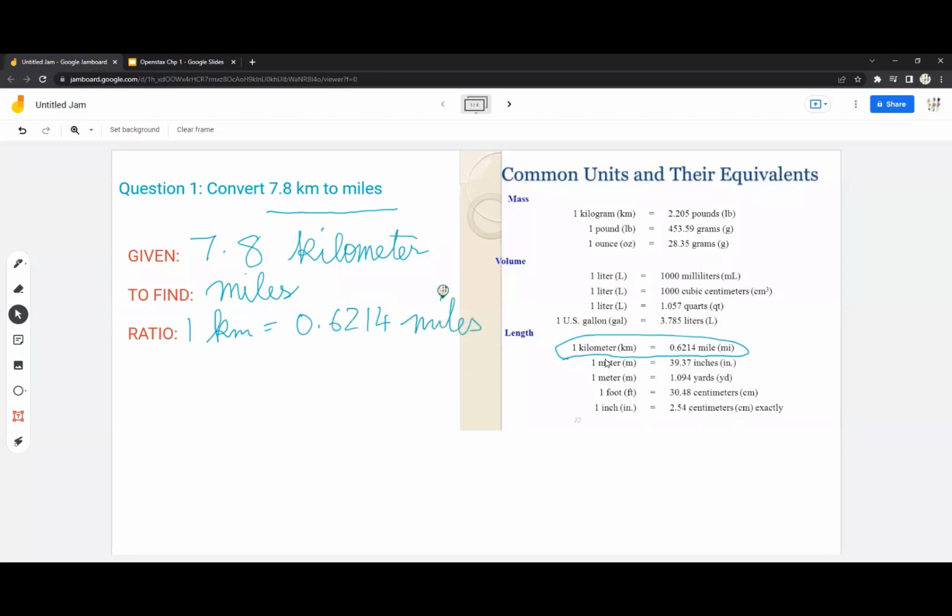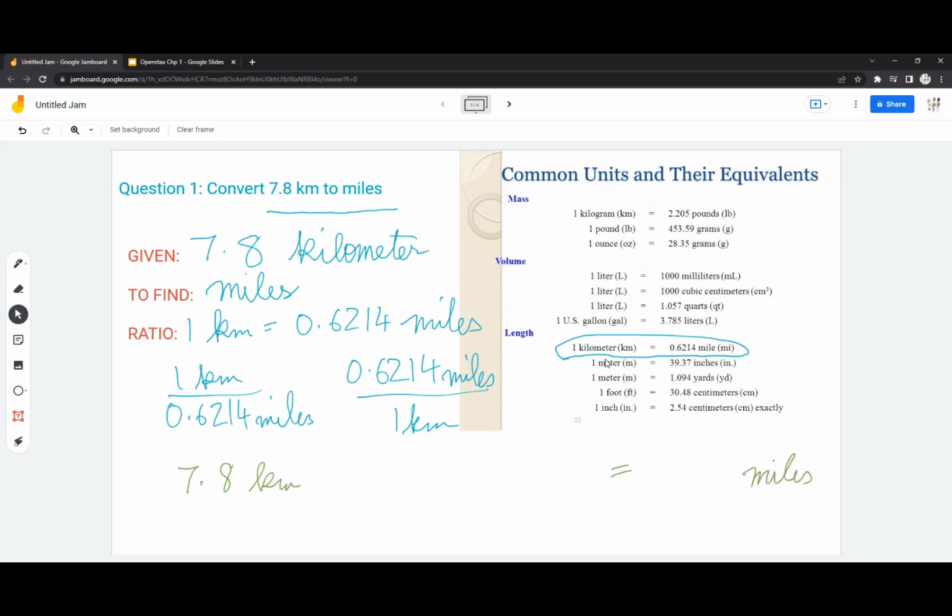Whenever you have a ratio, you can write it in a numerator and denominator format. You can write it as 1 kilometer over 0.6214 miles, or you can write it as 0.6214 miles divided by 1 kilometer. They are both the same thing. This is how I'm going to solve this problem. I'm going to write what's given to me, which was 7.8 kilometers. I have to multiply it by something so that my final answer is going to be in miles.